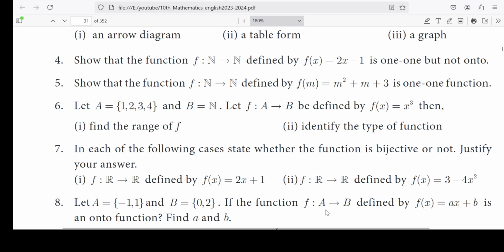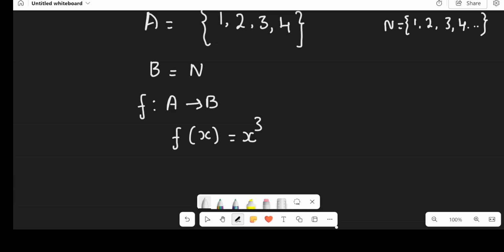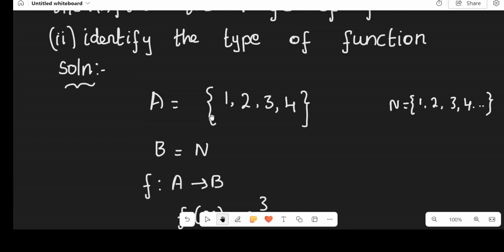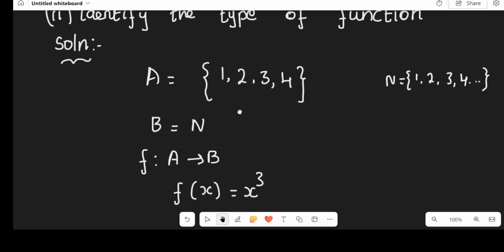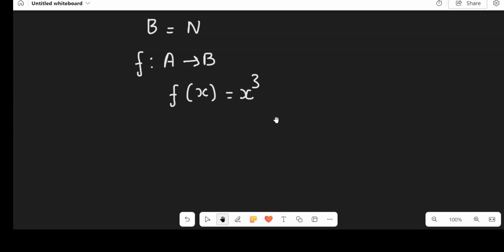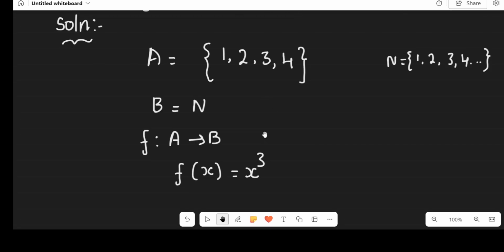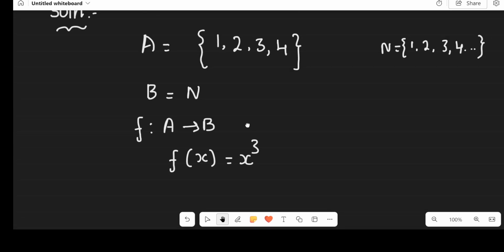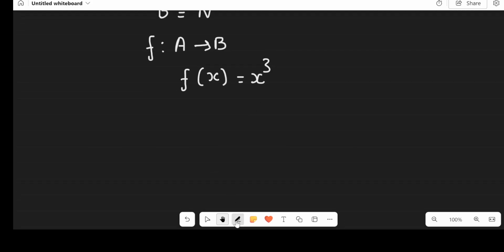Now we can see the answer. For the solution, I have written all the given data. What is given in the question? A is given: A = {1, 2, 3, 4}, and B is also given, that is N. N represents the natural numbers. A function is given, A → B, and the formula is f(x) = x³. So now what we have to find out? We need to find out the range of f.